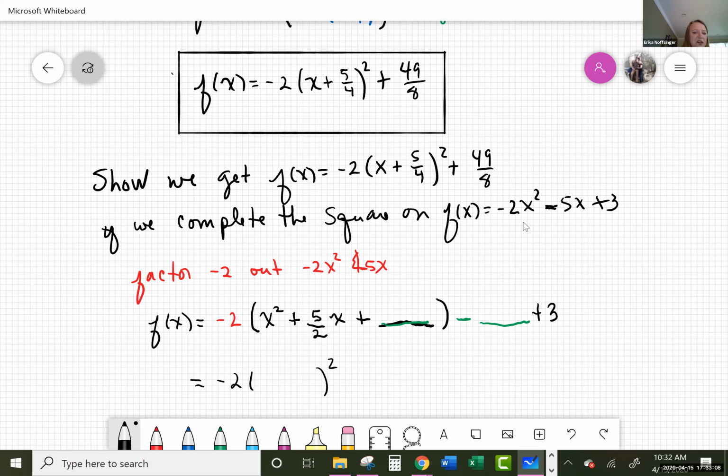So remember, you look at your b value once you are trying to complete the square and got it in the form that you could. Take that b value and divide it by 2. So 5/2 divided by 2 is 5/2 times 1/2 is 5/4. And if we square 5/4, 5/4 times 5/4 is 25/16.